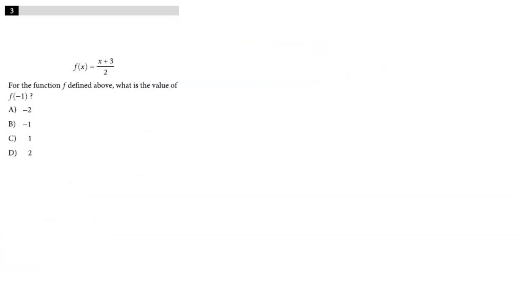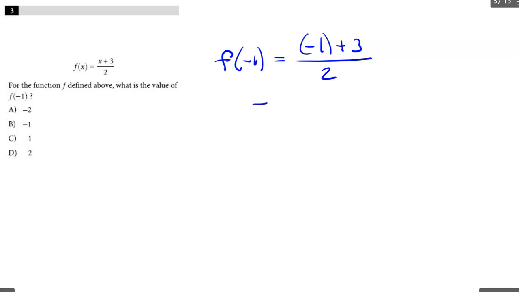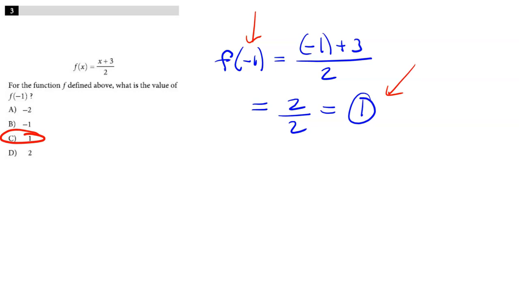All right, number 3, for the function f defined above, what is the value of f of -1? So this is just a good old school plug and chug. f of -1 is basically, you stick -1 anywhere where you see an x. I should put it in parentheses, but there's really not a lot going on there, so it's not terribly important, but it's good practice. -1 plus 3 is 2, divided by 2 equals 1. So basically when you put -1 in, you get positive 1 out. So the correct answer there is C.